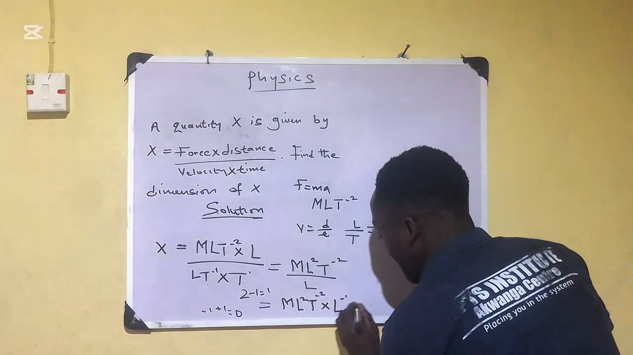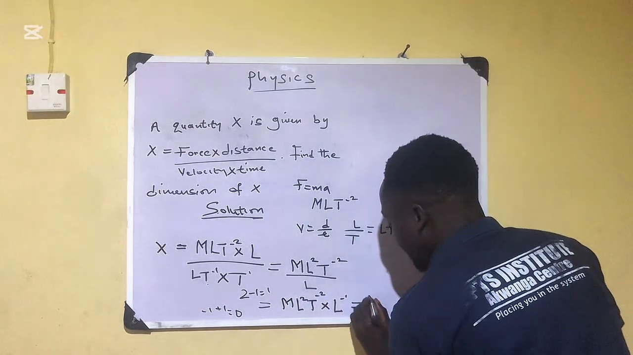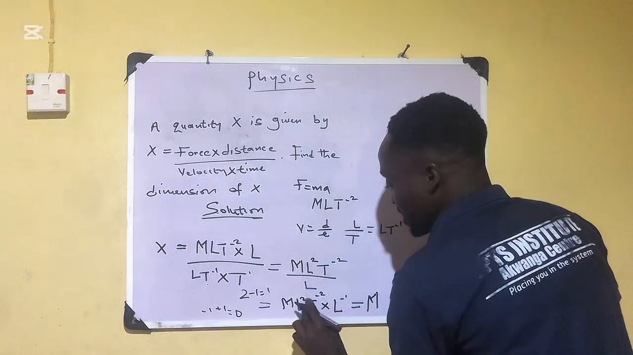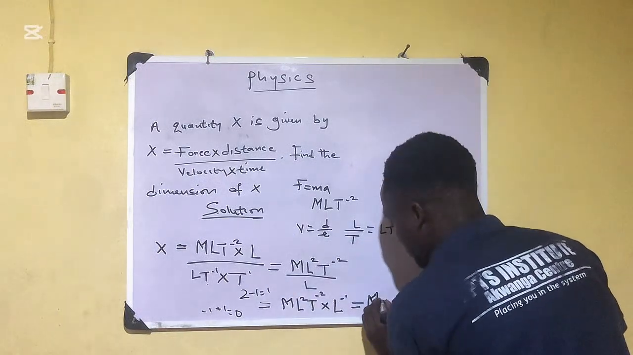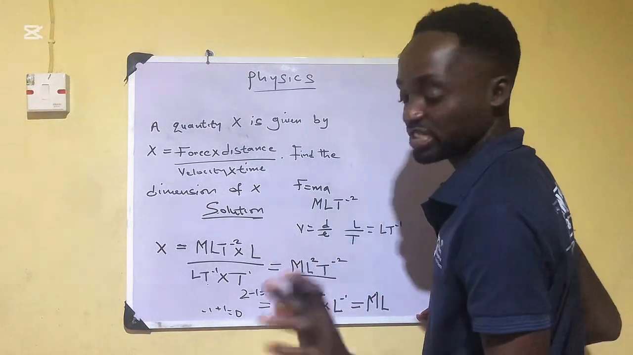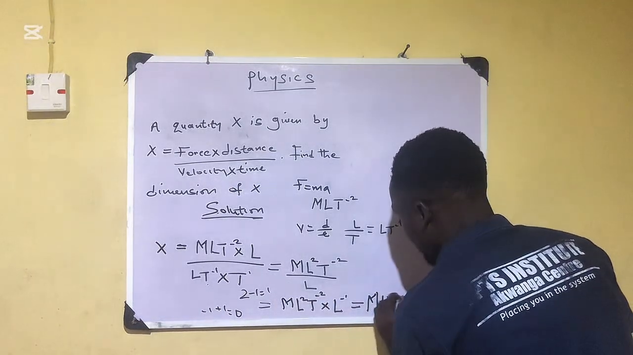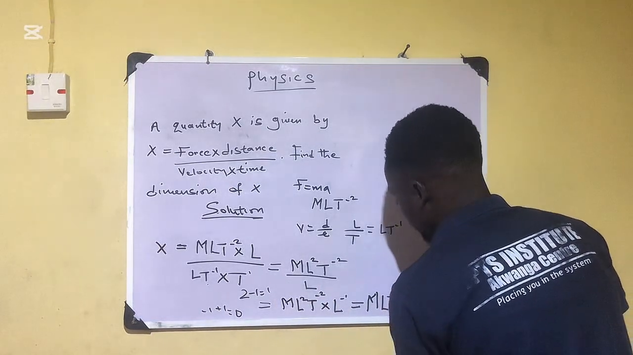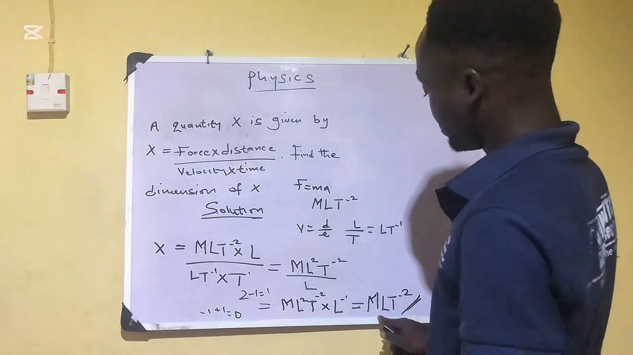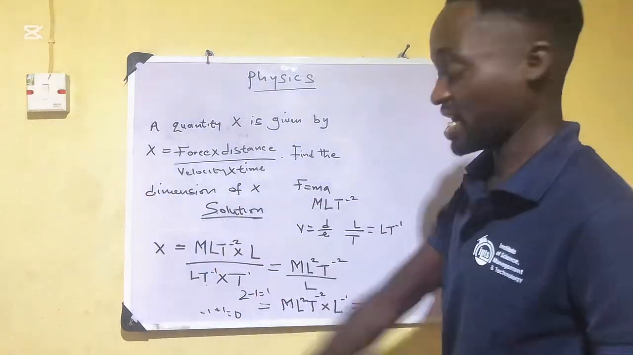So the final answer for this will now be M. The L is to remain to the power of 1, so it will become L. I don't need to write the 1 since it's just 1. Then T to the power of minus 2. So M L T to the power of minus 2 is the dimension of x that we are asked to find.